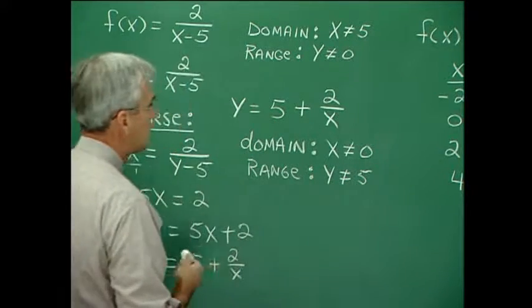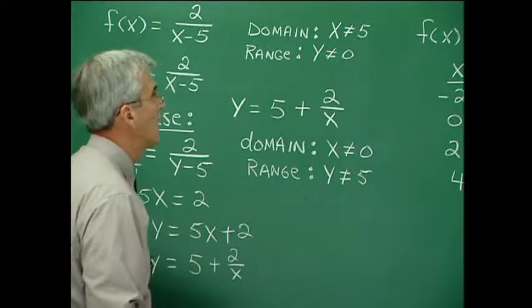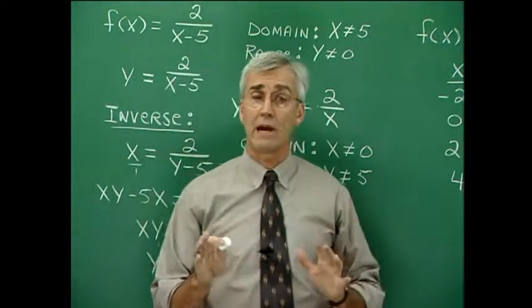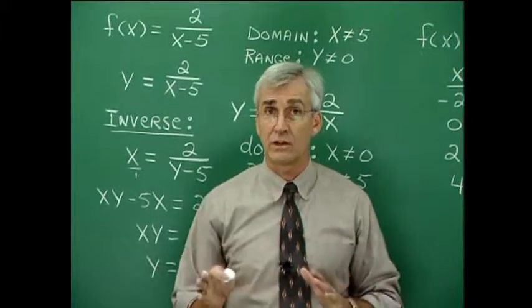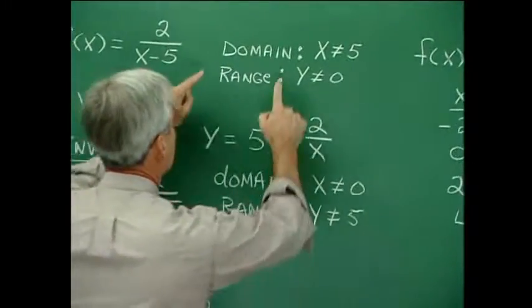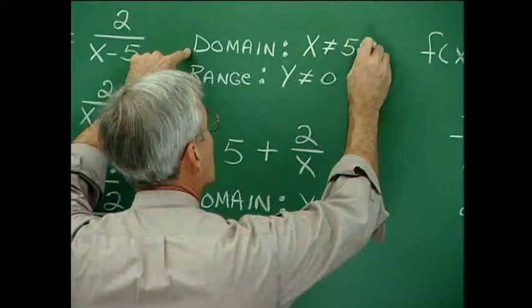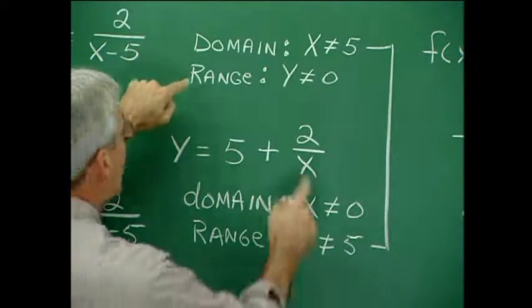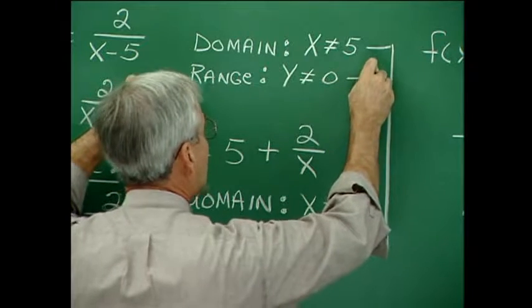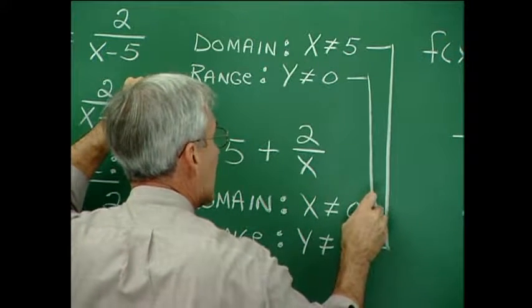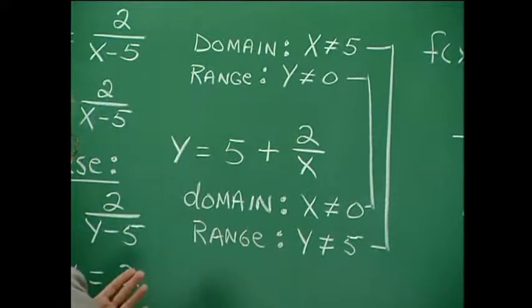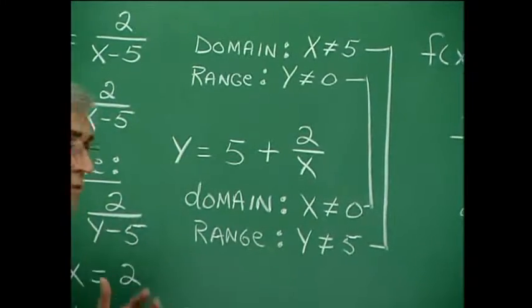Now the purpose of this little demonstration is to show you the relationship between domain and range in a function and its inverse. I want you to notice that the domain of the function corresponds with the range of its inverse. And the range of the original function is the domain of the inverse. Now, this situation works both ways, in both directions. That is, these functions are inverses of one another.